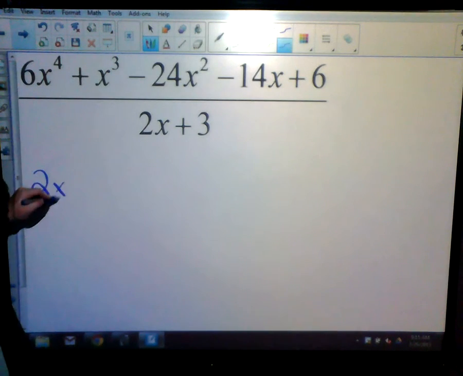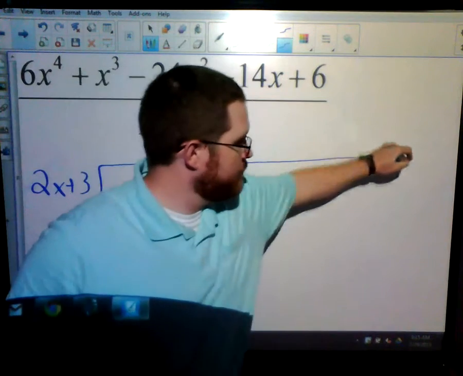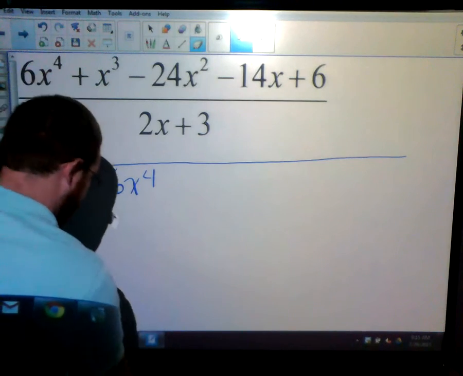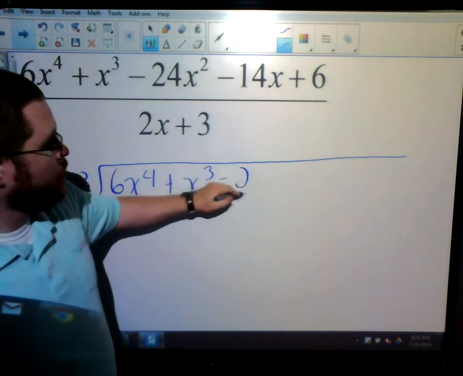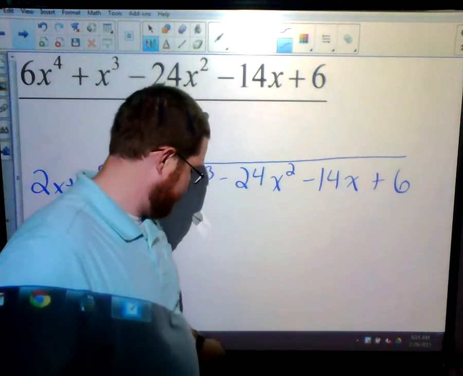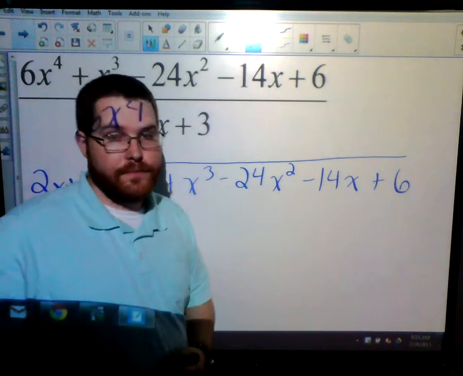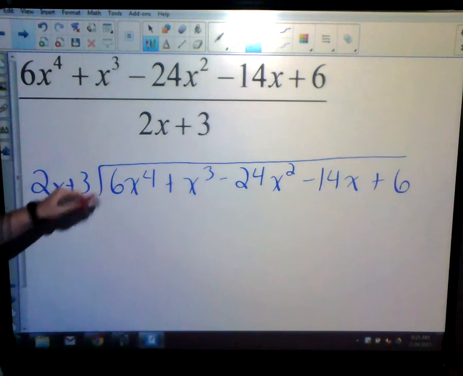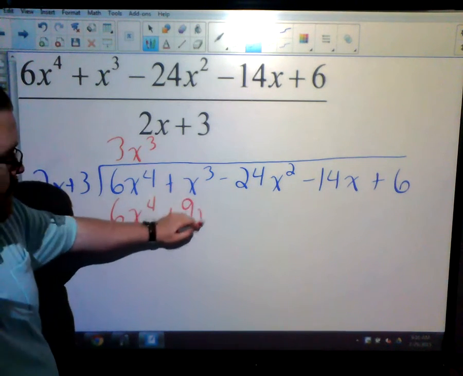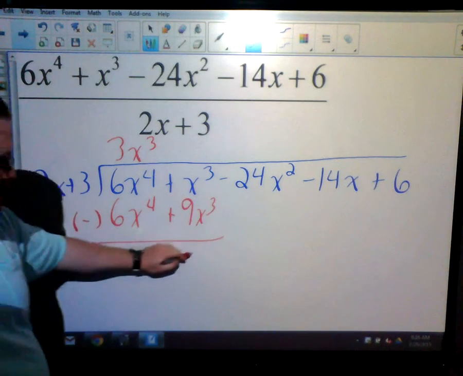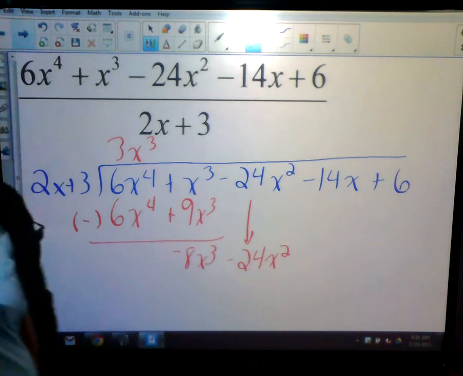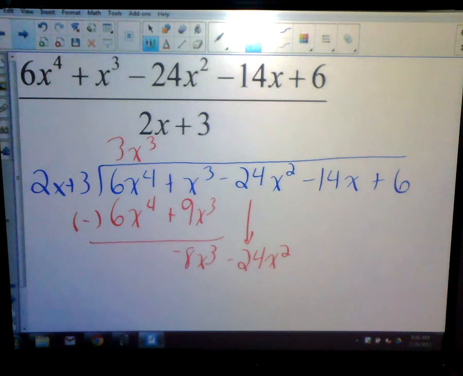2x plus 3 goes on the outside. 6x to the fourth plus x cubed minus 24x squared minus 14x plus 6 goes on the inside. I'm going to go a little bit faster this time. 6x to the fourth divided by 2x is 3x cubed. Multiply down. Subtract. Bring down. I can go fast because I've done it a lot. Eventually you'll get fast at this too.